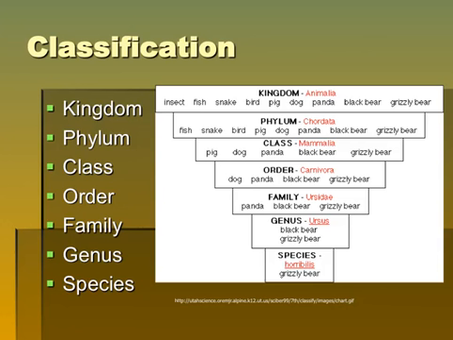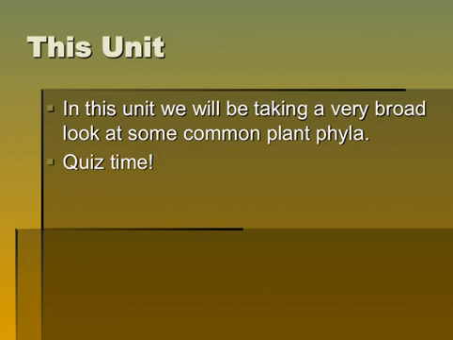Kingdom plantae is the largest classification of plants. It's broken down into phylum, class, order, family, genus, species. In this unit, we'll focus mainly on the phyla and class of plants. In Botany 2, you'll focus on the family, genus, and species of some common plants around Utah. In this unit, we'll be taking a very broad look at some common plant phyla.